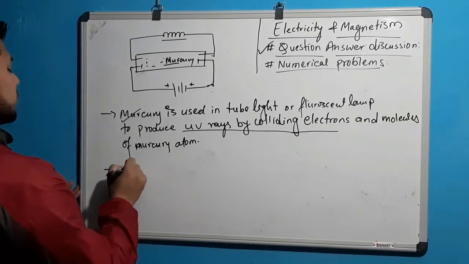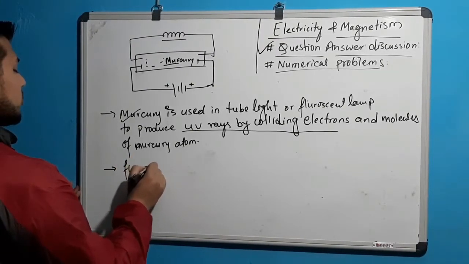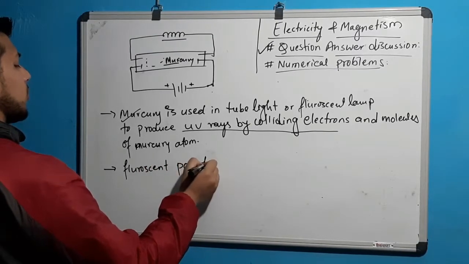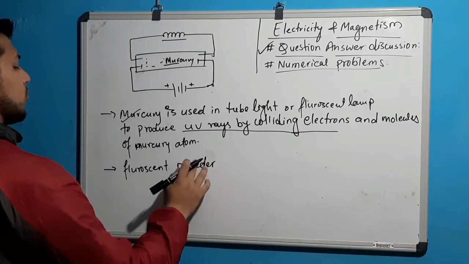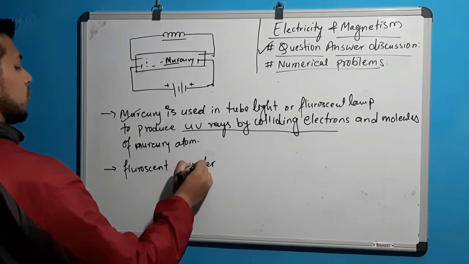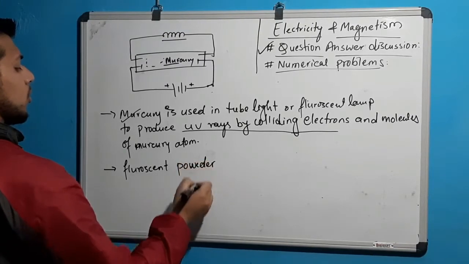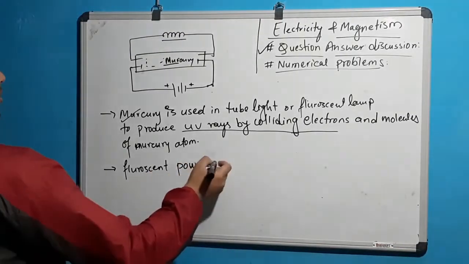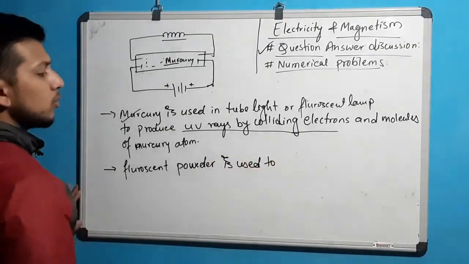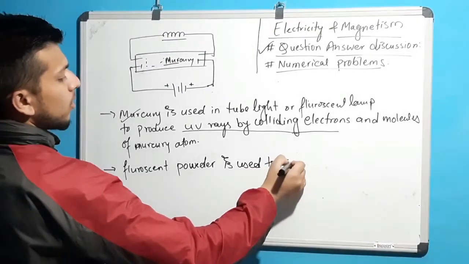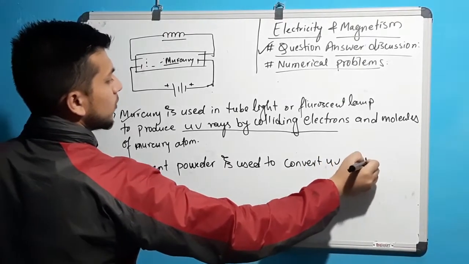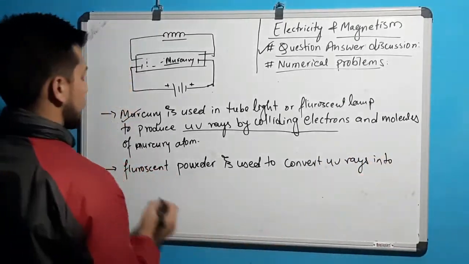And fluorescent powder is used to convert UV rays into white light.